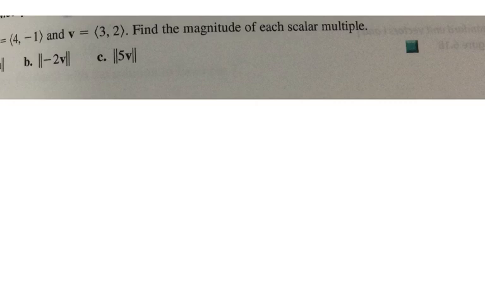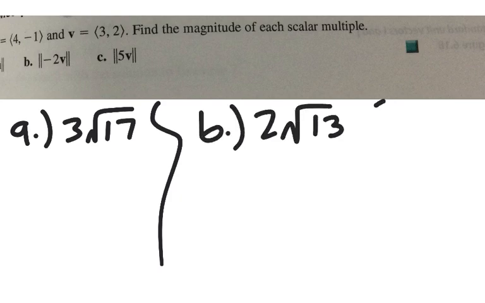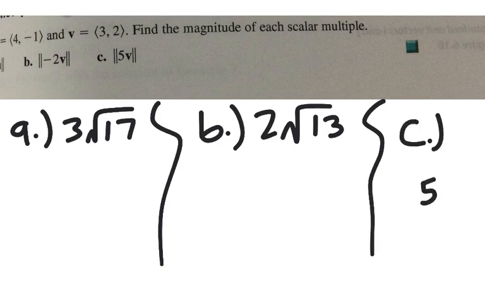We're going to go ahead and give these answers. Make sure we got time. On A part, what did you guys get? Should be 3 radical 17. If you did 15, you probably subtracted 1 instead of adding 1. B part is 2 radical 13. And C part is 5 radical 13.